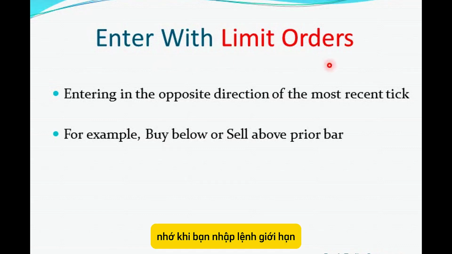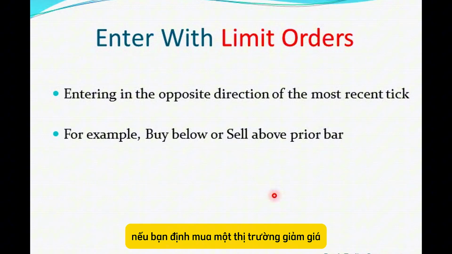Remember, when you're entering with a limit order, you're entering in the direction that is opposite to the most recent tick. So if you're buying with a limit order, you're buying as the market is falling. So you have to know what you're doing in terms of reading price action if you're going to be buying a falling market. For example, it's buying below the low of the prior bar or selling above the high of the prior bar.